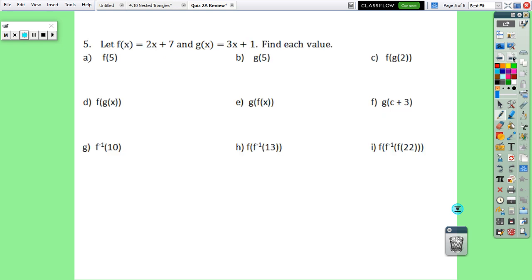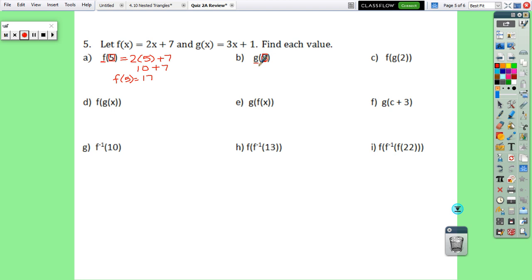Okay, so on this one we just want to find each value. So we have some that are composition of functions, some that are inverses. F of 5, remember this is the input and this is the function that we're going to use. So we're going to take 5 and plug it into the f function. So 2 times 5 plus 7 is 10 plus 7, which is 17. So f of 5 is equal to 17.